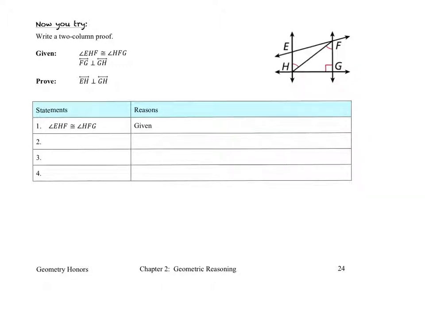Okay, in this problem, we're given that angle EHF, it's already marked for us, is congruent to angle HFG. Well, why would they tell us that we have congruent angles here? Those are alternate interior angles if those lines are parallel. So since we know that they're congruent, EH must be parallel to line FG by the converse of alternate interior angles.